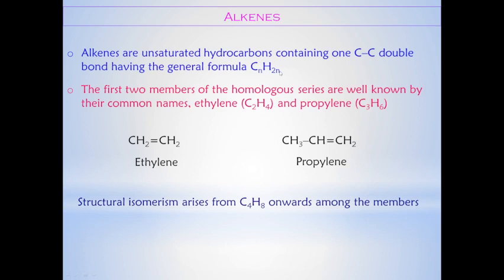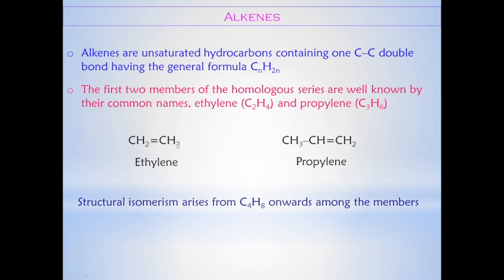Here 2 hydrogen atoms will be less. If n is 2, that means 2 carbon atoms are there, then H is 2 into 2, so 4 hydrogens will be there. For example, ethylene has 2 carbons and 4 hydrogens. If n is 3, H will be 2 into 3, that is 6. For example, propylene has 3 carbons and 6 hydrogens.